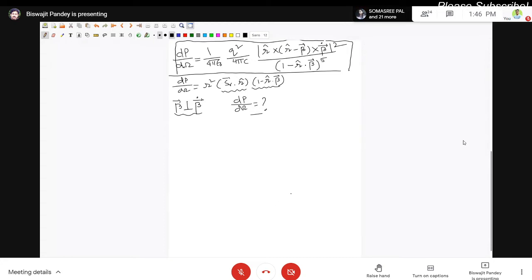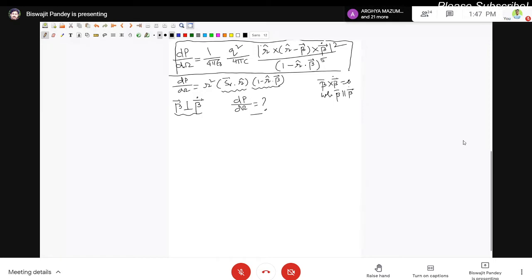So let us start with this formula and how to simplify it. Earlier, in the case of parallel motion, with velocity and acceleration parallel, beta cross beta dot was zero, since beta and beta dot were parallel. But this time that is not going to happen. Earlier we had r cap cross beta dot, but this time we have to deal with all the terms. None of them will be zero.